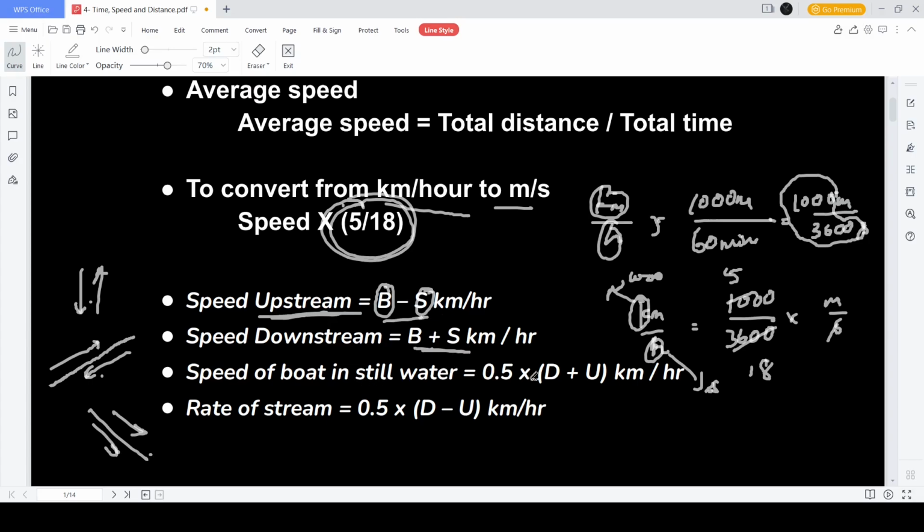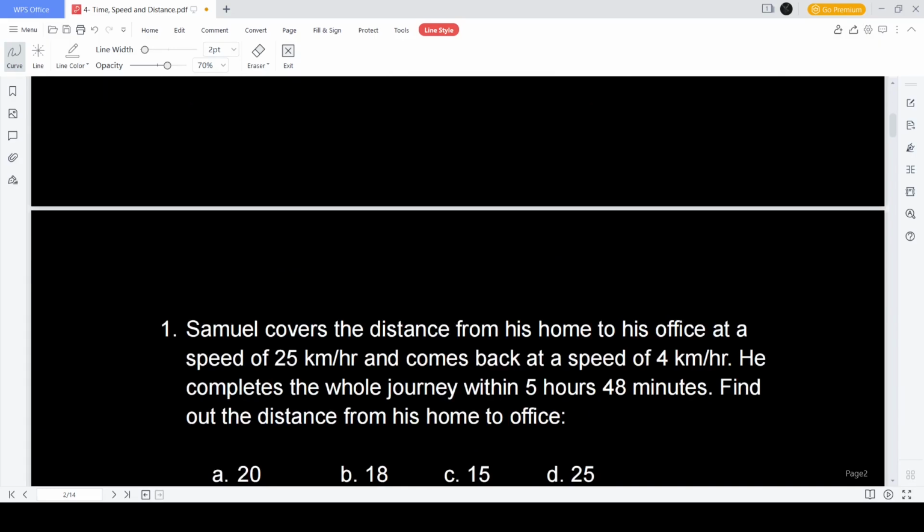Okay. Speed of boat in still water is 0.5 into d plus u. We don't actually use this. Rate of the stream, that also we don't need. Okay, let's go with the questions.